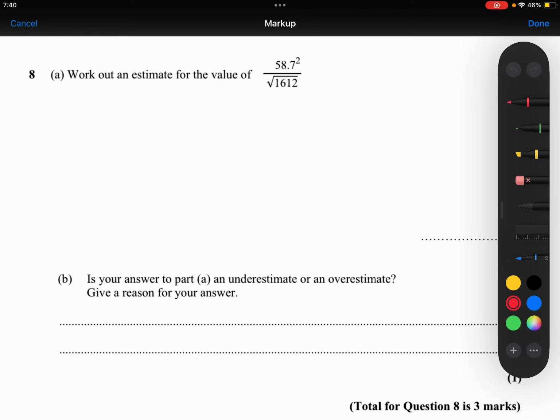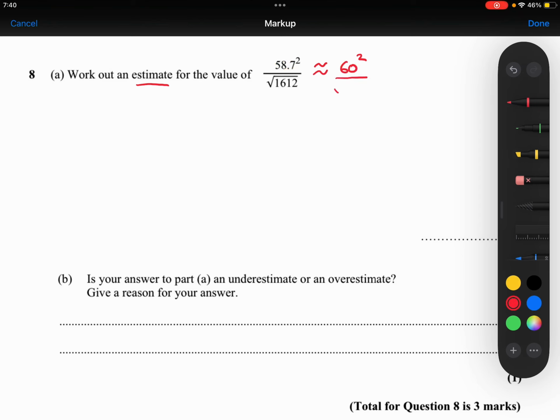The key thing for estimating is to choose numbers that you can work out easily. So 58.7 squared, I don't know what that is, but if I make that roughly 60, I can do 60 squared pretty easily. So estimating the 58.7 to be roughly the same thing as 60, because they're close to each other, I can do 60 squared pretty easily.